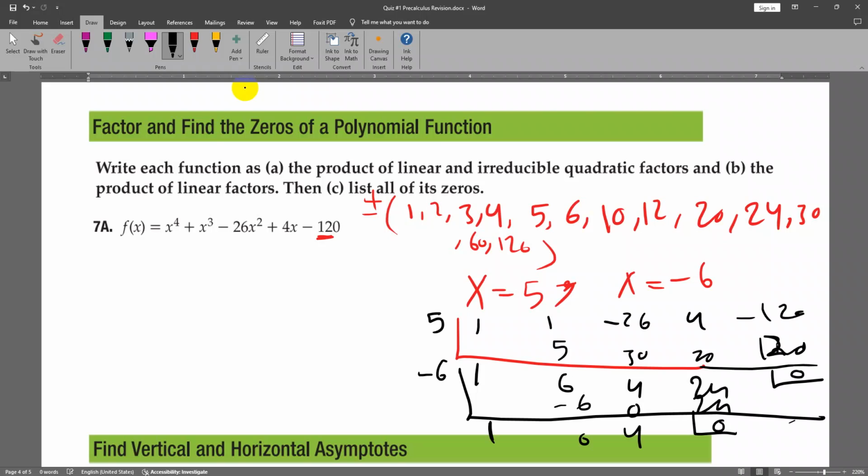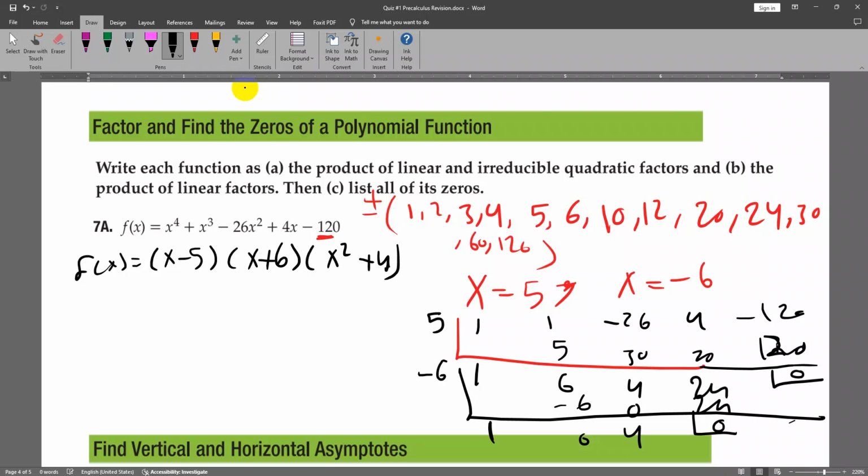So this is the final quotient, which is x power 2 plus 4. Actually, we can write it like this: f of x is equal to x minus 5, x plus 6, and x power 2 plus 4.